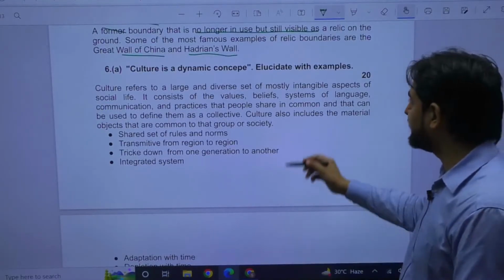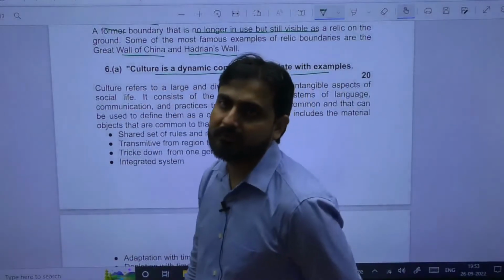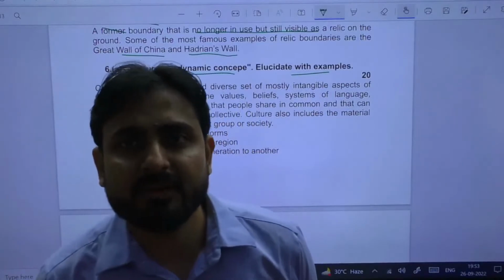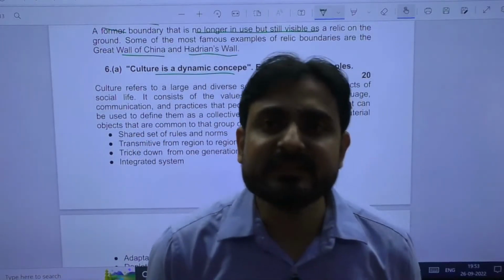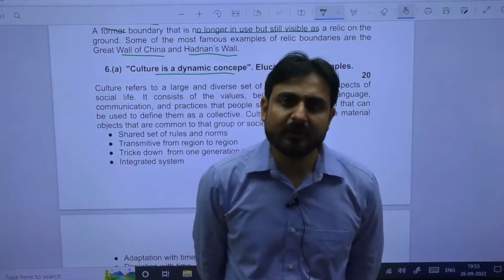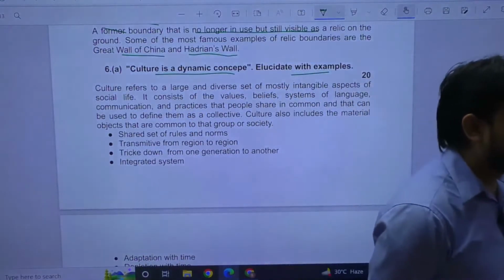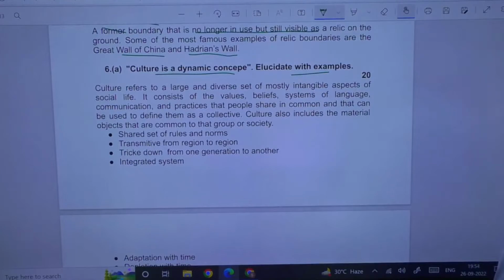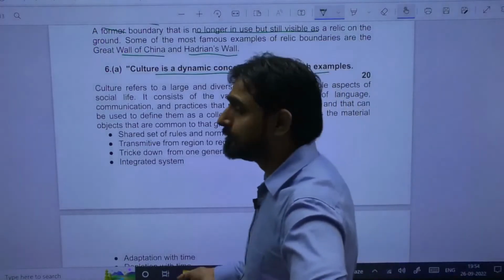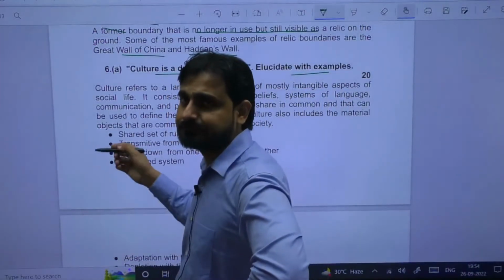Now question 6a. Culture is a dynamic concept, elucidate with the example. You need to elucidate with the example that culture is a dynamic concept. You need to prove it. I think there is no big worry about proving that culture is a dynamic concept.